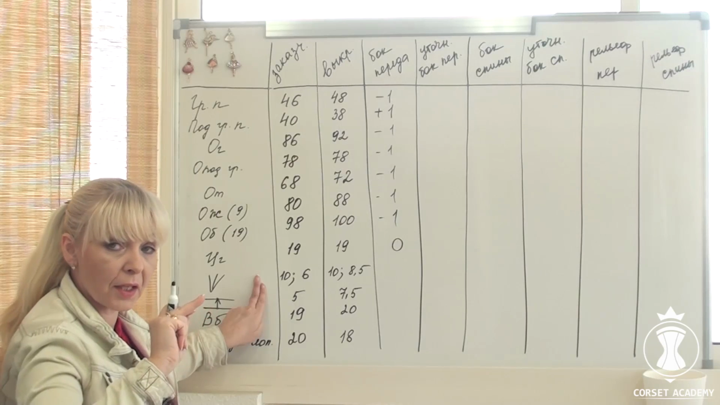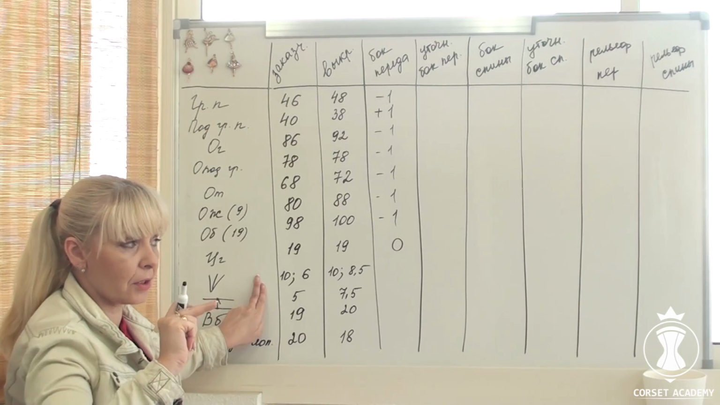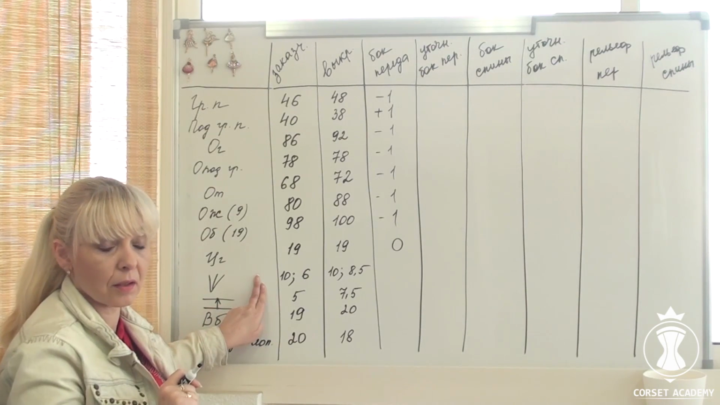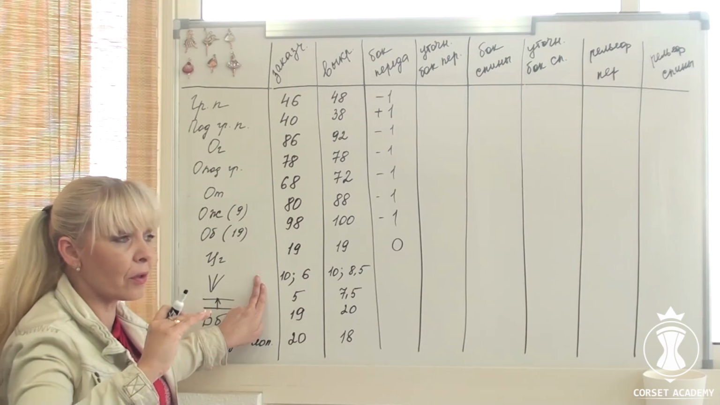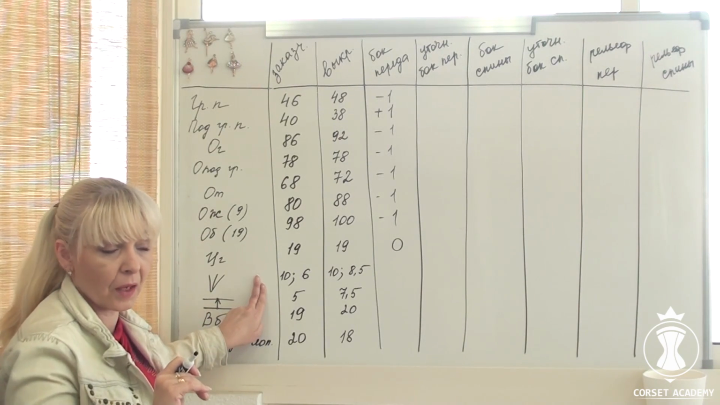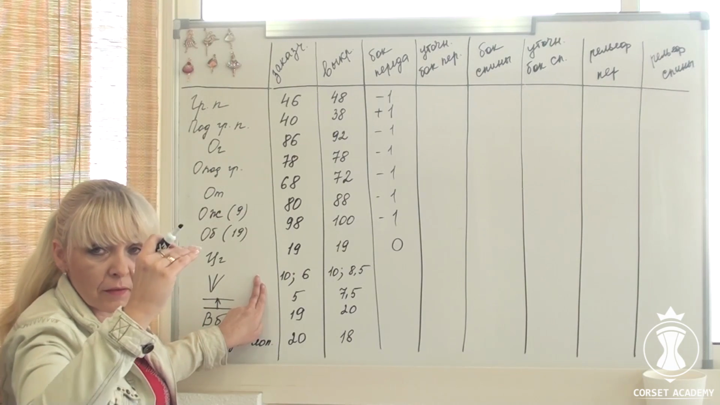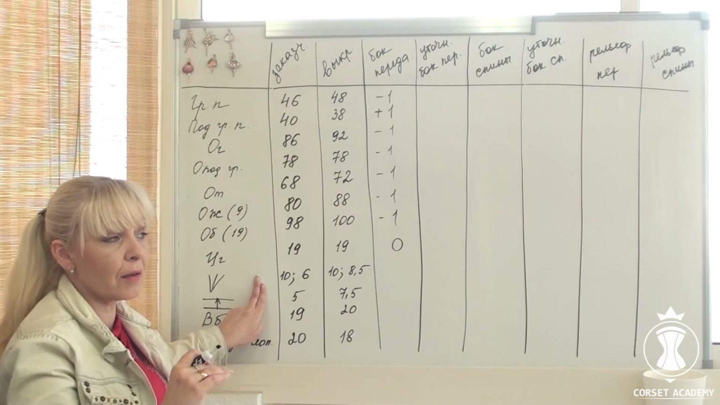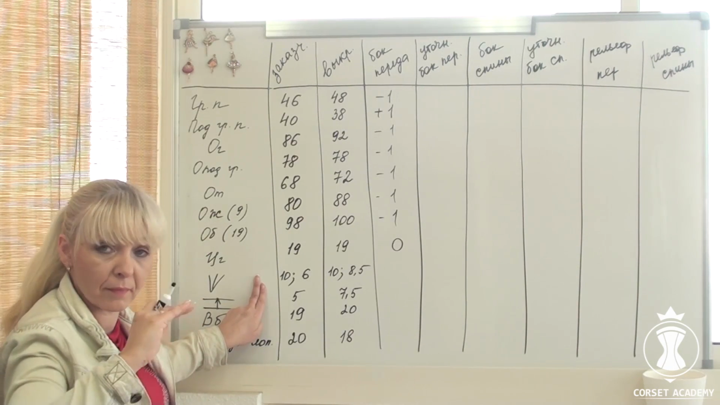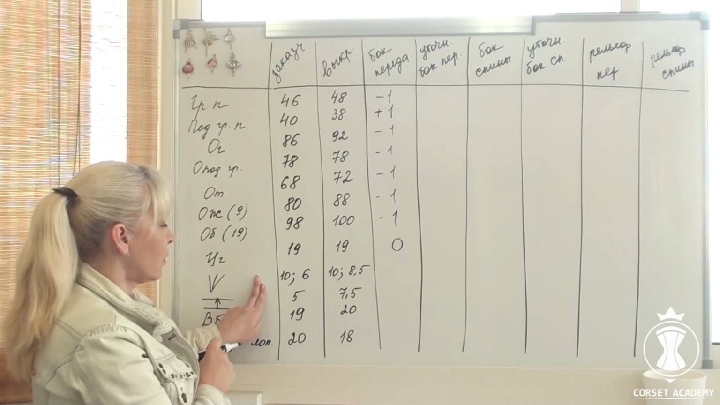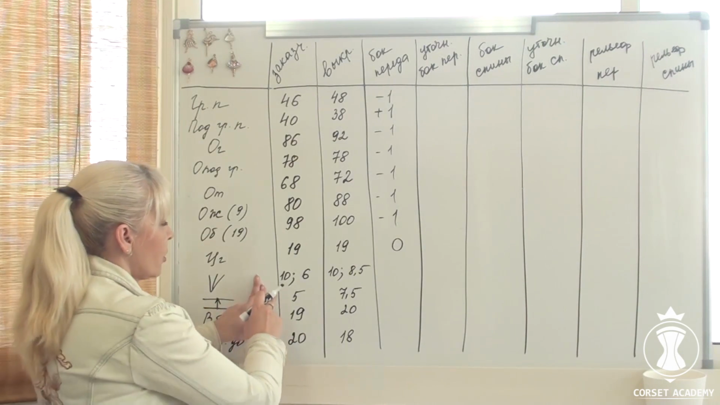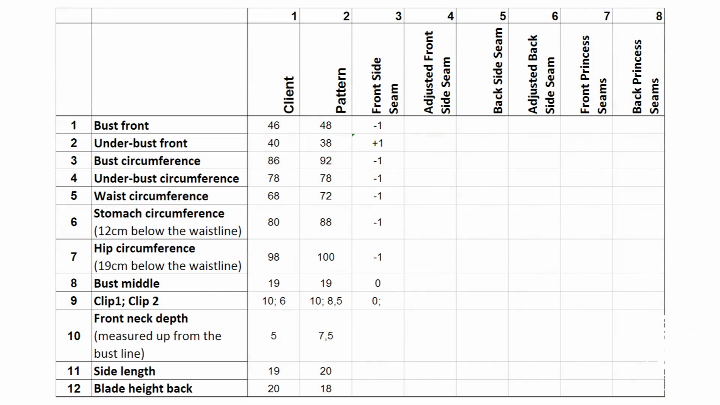Clips 1 and 2. In this case, the measurement is taken from the bust apex point to the arm's eye, clip 1, and from the bust apex point up along the princess seam, clip 2. The second clip measurement roughly determines the length of the cup. Clip 1 measurements coincide and I write a 0 in the table.